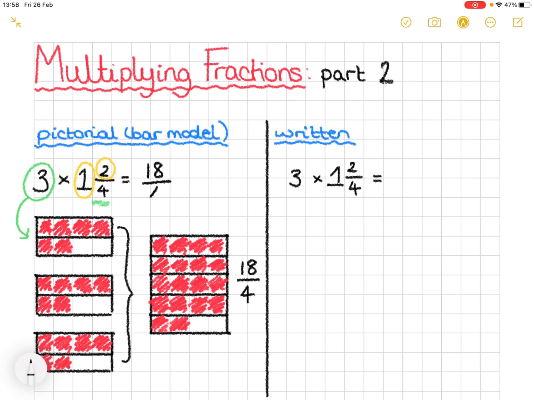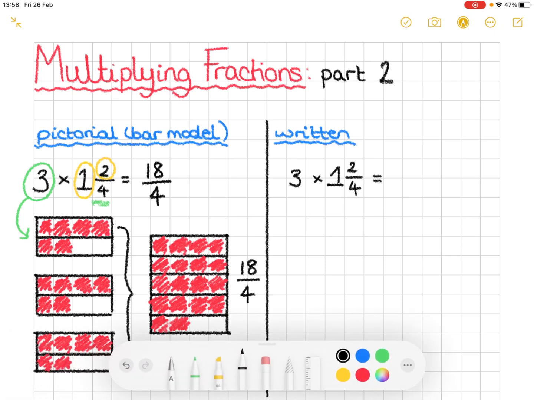So 18 over 4. Okay, we can simplify this fraction. I will in a moment go one step further and I will show you how to simplify that. For right now, we're leaving it as a top-heavy fraction, and that's what we call it when the numerator is larger than the denominator. It's called an improper or a top-heavy fraction. Okay, let's move on to the written method.